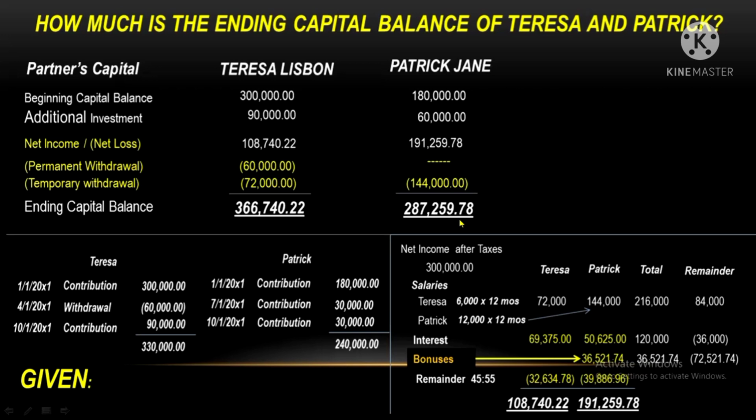And that's it for this lesson. Again, partnership operations accounting is just centered on two questions: how to distribute profits to partners, and how much is the ending capital balance of the partners after considering his or her share in the net income and after deducting his or her permanent and temporary withdrawals.